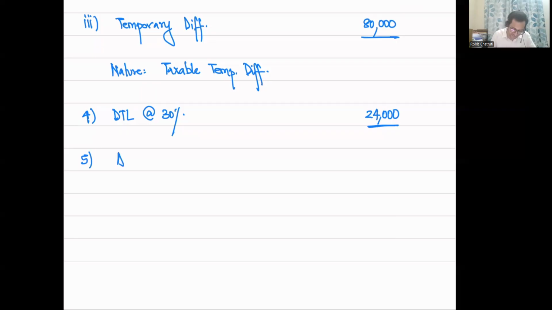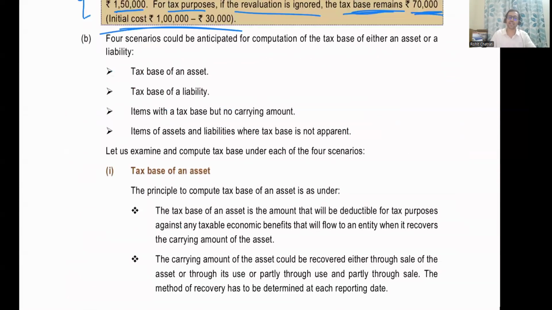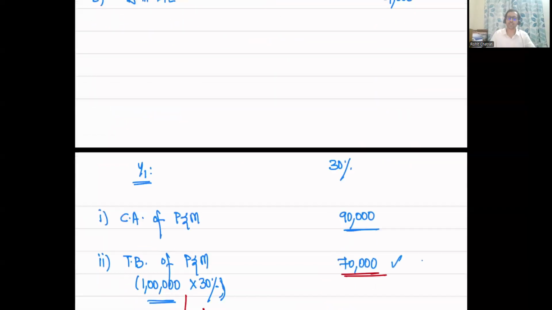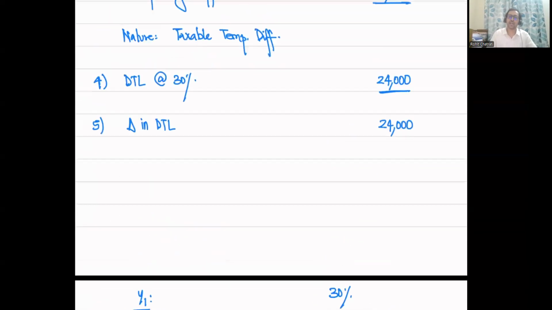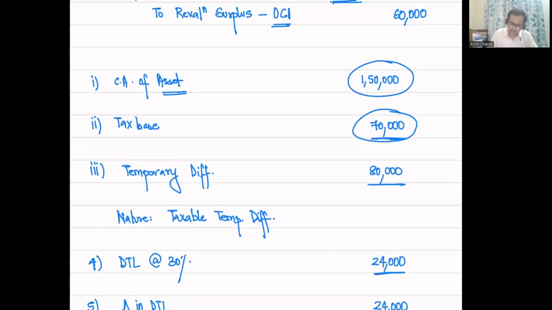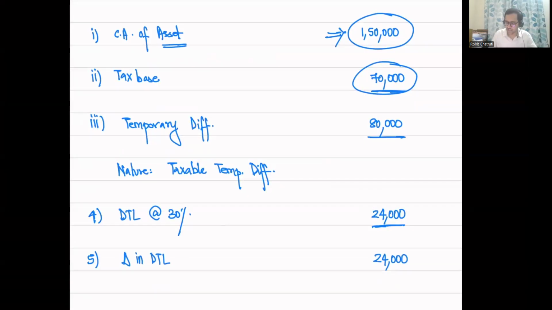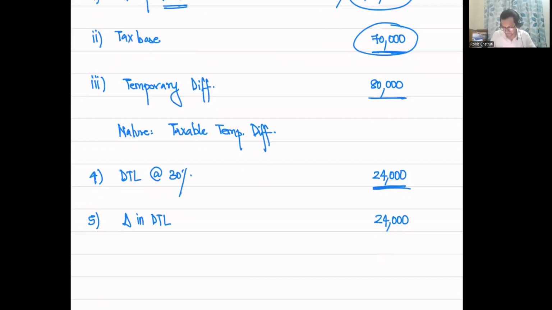Step number 5 is the change in deferred tax liability, which is also going to be 24,000. Remember, this is still year 1 itself. Just that the previous calculation that I did was assuming that revaluation did not actually take place. Now I'm assuming that revaluation has taken place at the end of year 1, and I have calculated the deferred tax liability to be equal to 24,000 rupees.